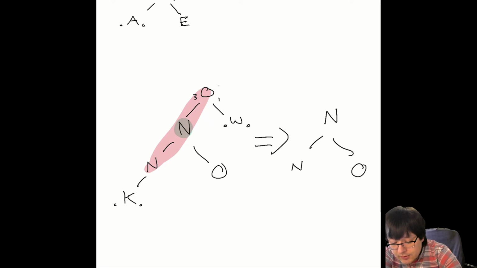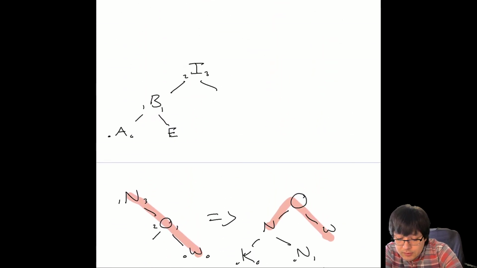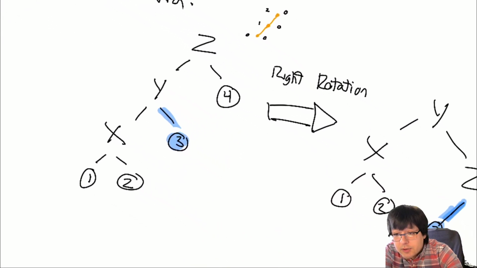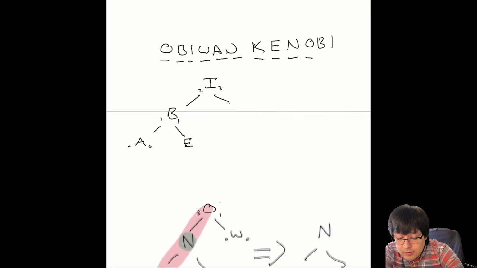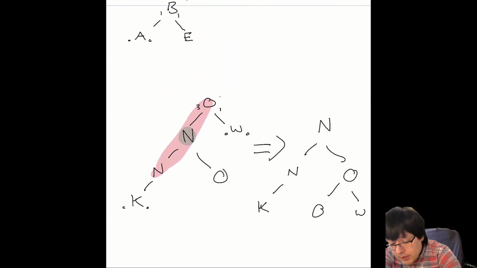And then we're just going to move the children to the right spots. So the K is going to stay in the same spot as the same child, and the W is going to stay in the same spot as the same child. The only one that gets readopted is this one, which gets put here. Again, that's coming from the right rotation. As you can see here, the three gets readopted to the left of that, which is exactly what we did here.